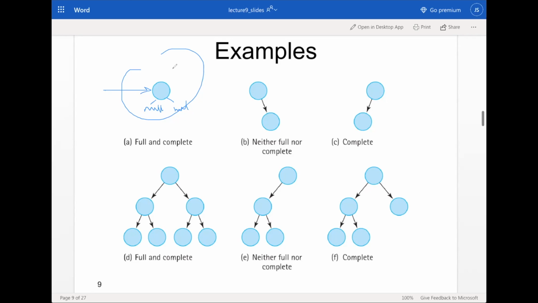Okay, so that's considered a complete tree. Or on the two adjacent levels. So in this case, this level and this level, right? Two adjacent levels, right?